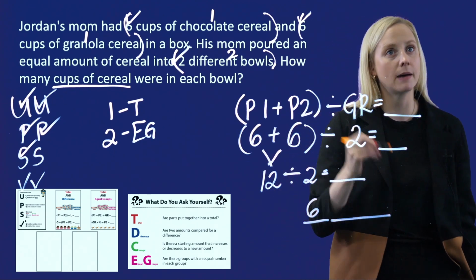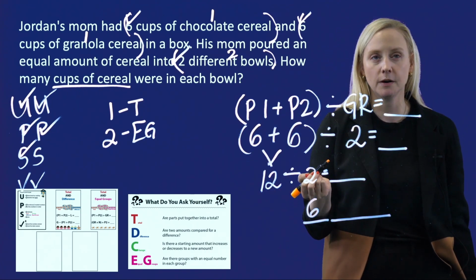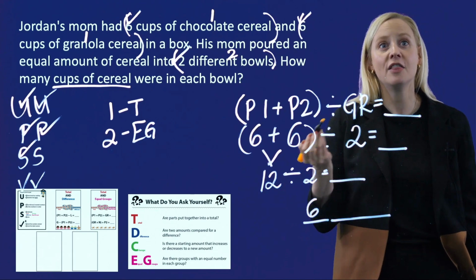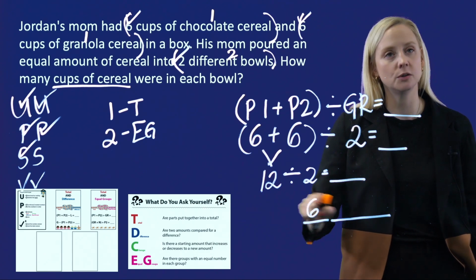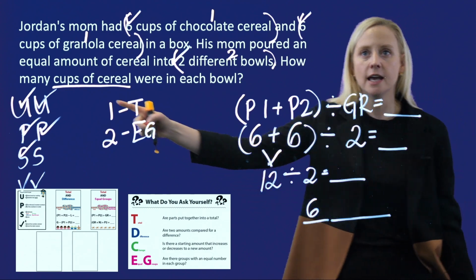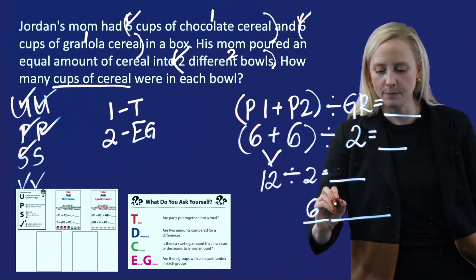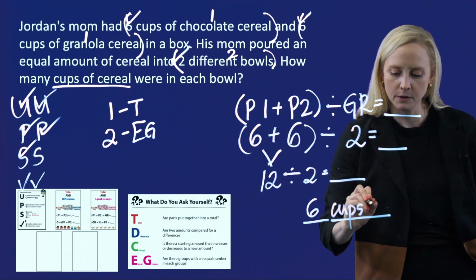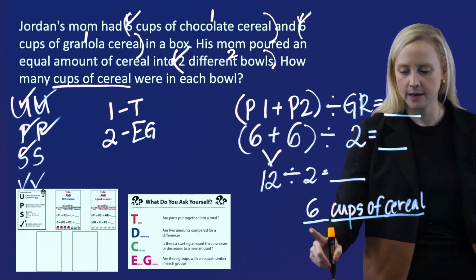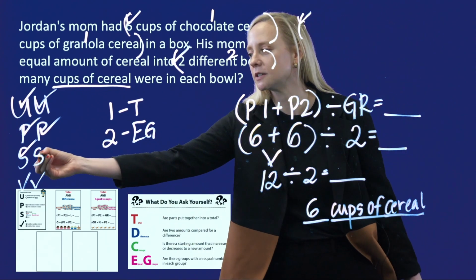Some of our friends might need a multiplication table. That's perfectly okay. You can have kids use the multiplication table or do the inverse and say what times 2 gives us 12. But I know here I have 6 as my quotient, and I need to look to see what my label is because we don't want to make that number lonely. And our label is cups of cereal. So I have my number answer and label answer, and I've solved it.